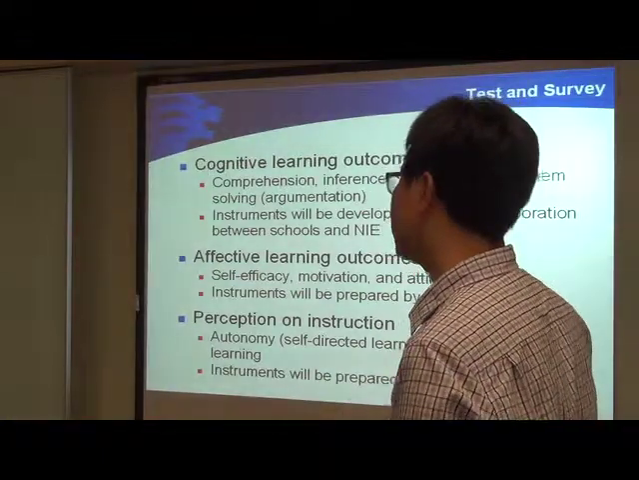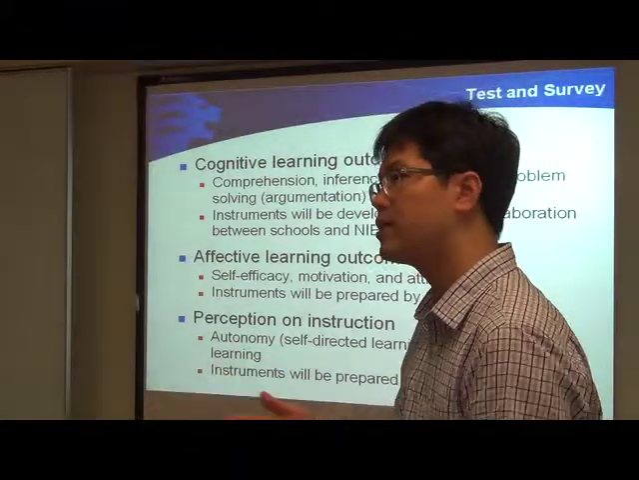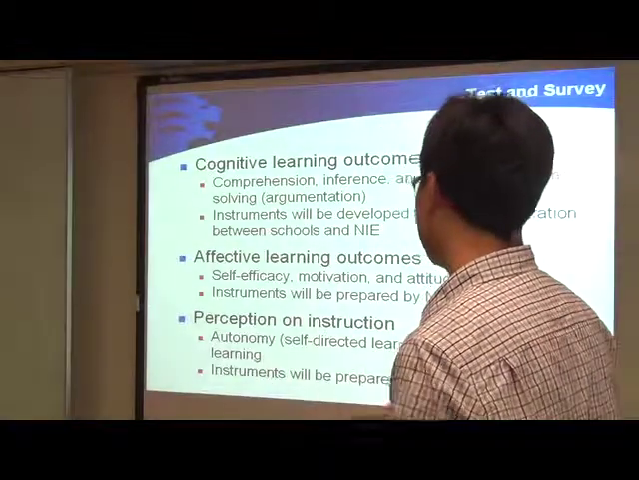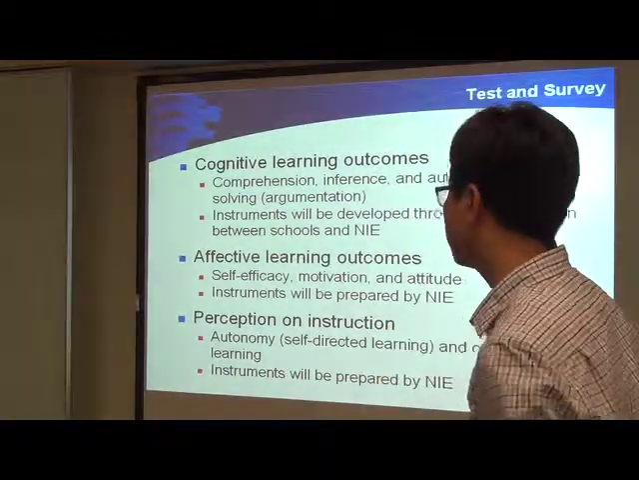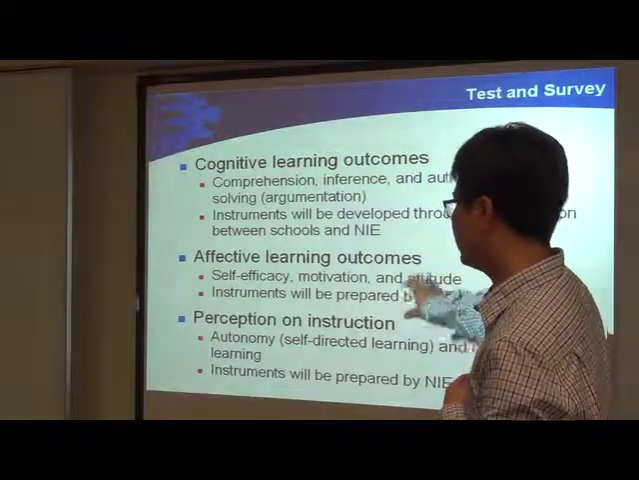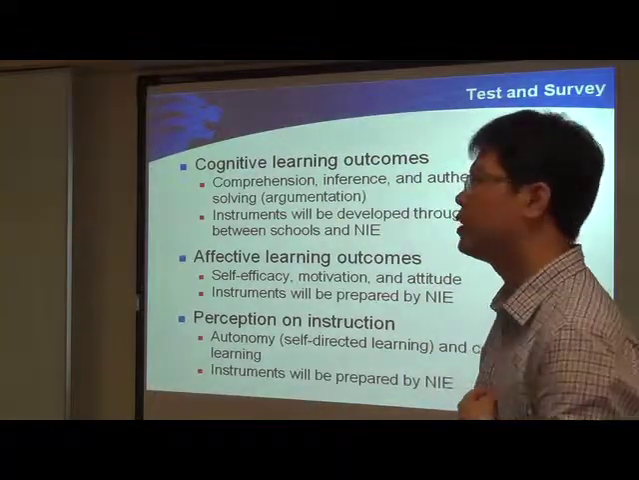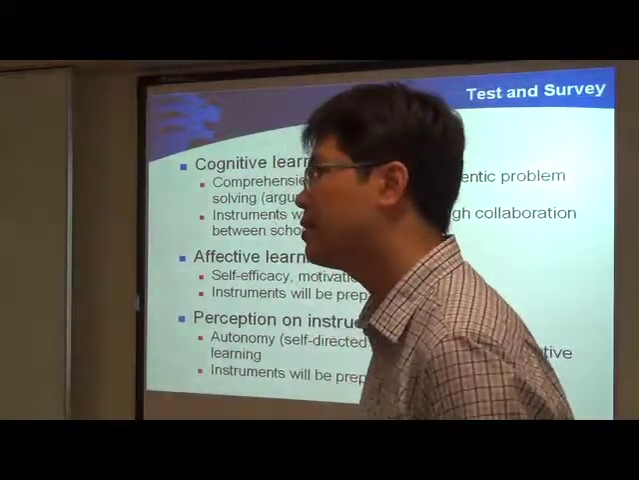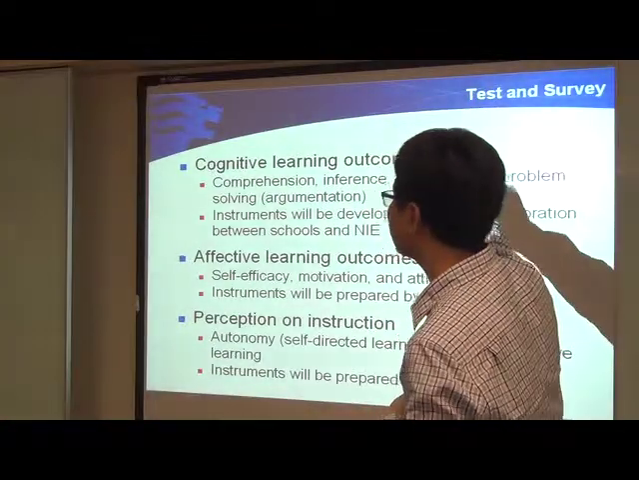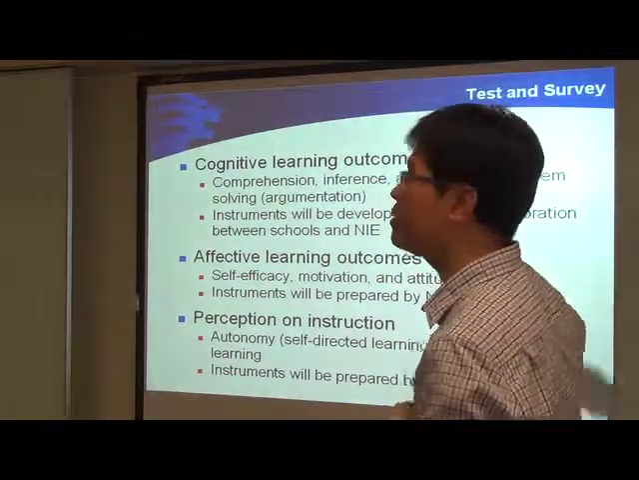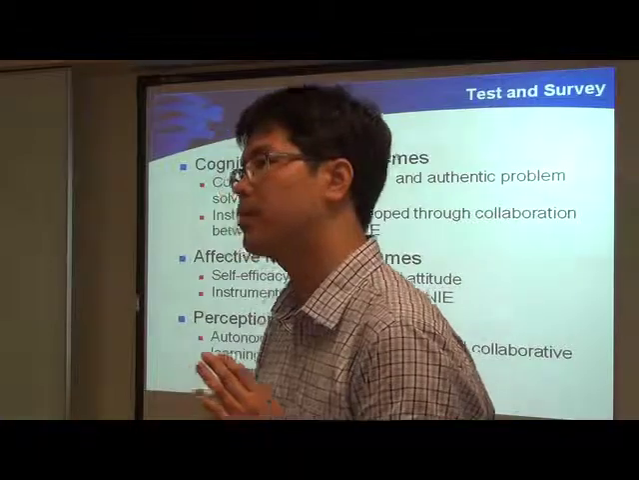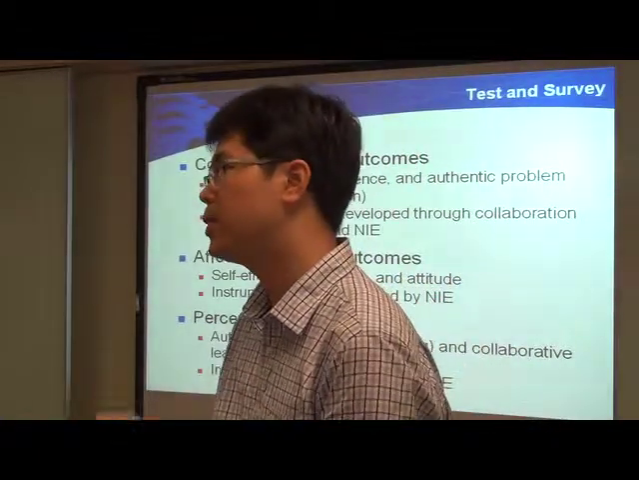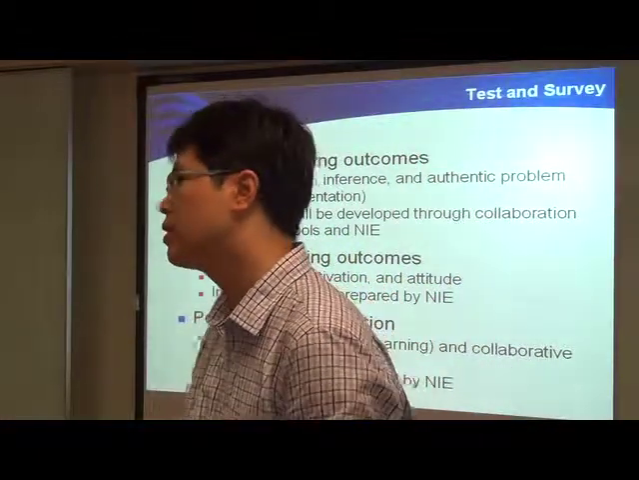The last one is the perception about the learning process, so autonomy and collaborative learning. For these two things, survey items will be prepared by NIE. So the first one, about content knowledge and problem solving, collaboration is necessary between NIE and local schools.